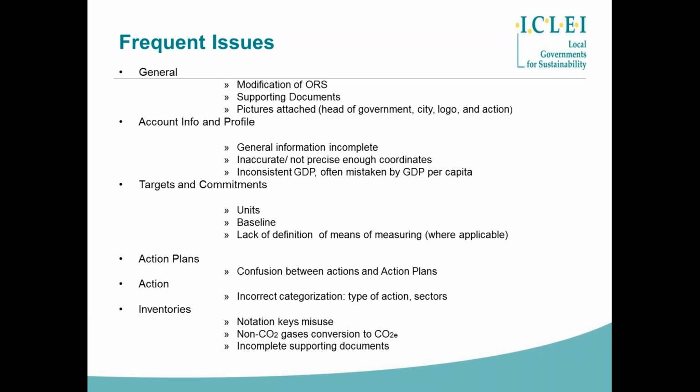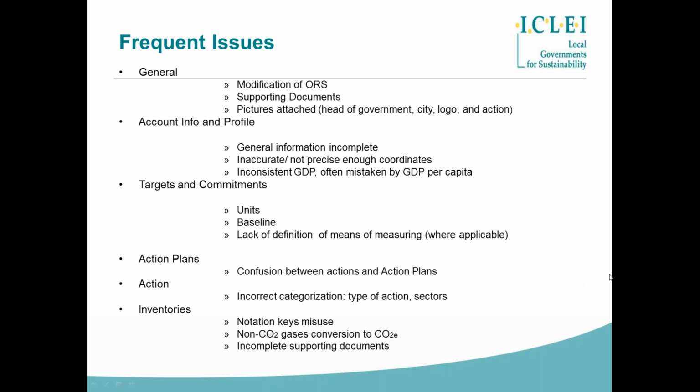Inconsistent GDP. Sometimes it seems the cities confuse the GDP with the GDP per capita. So this is something just to be aware of: this GDP that we have is not per capita. In the targets and commitments, the units, many times we receive targets with 2 types of units, or many times they don't have the baseline. Also, a lack of definition of the means of measuring in the case where this applies.